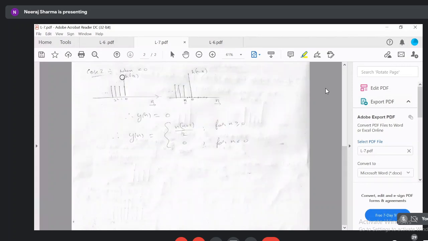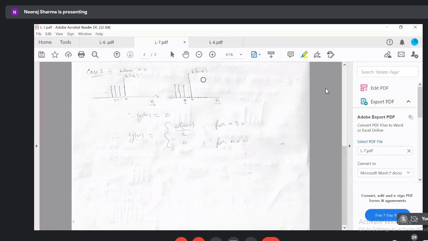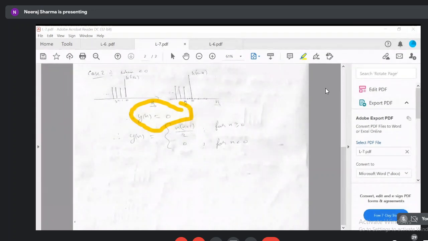Similarly, second, n is lesser than 0, this h[n minus k] signal will be shifted towards the left hand side. But now when you try to find the product of h[n minus k] with the x[k], as x[k] is a right-sided signal, and this signal h[n minus k] is a left-sided signal, so there will be no non-zero overlapping product region here, and y[n] will be equal to 0, right? So this will be the solution, that is y[n] equal to n into n plus 1 divided by 2 for n greater than or equal to 0, and it is equal to 0 for n lesser than 0. So in this way we can find the solution for infinite impulse response.